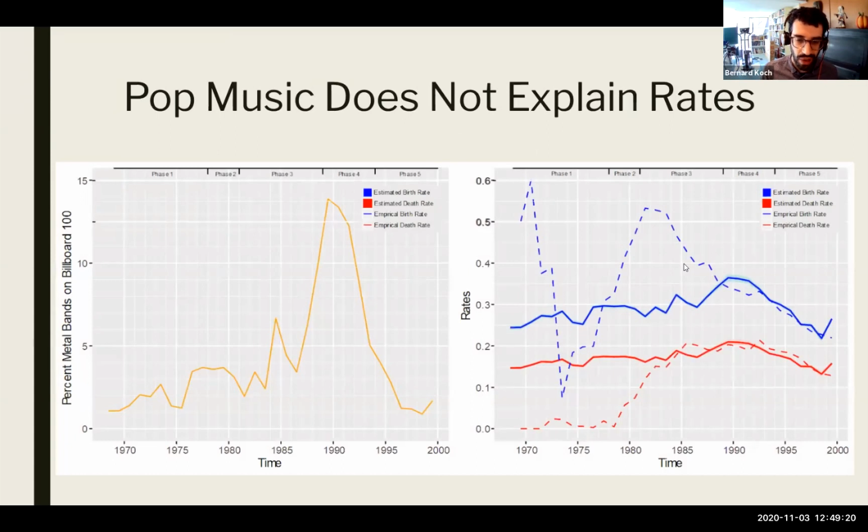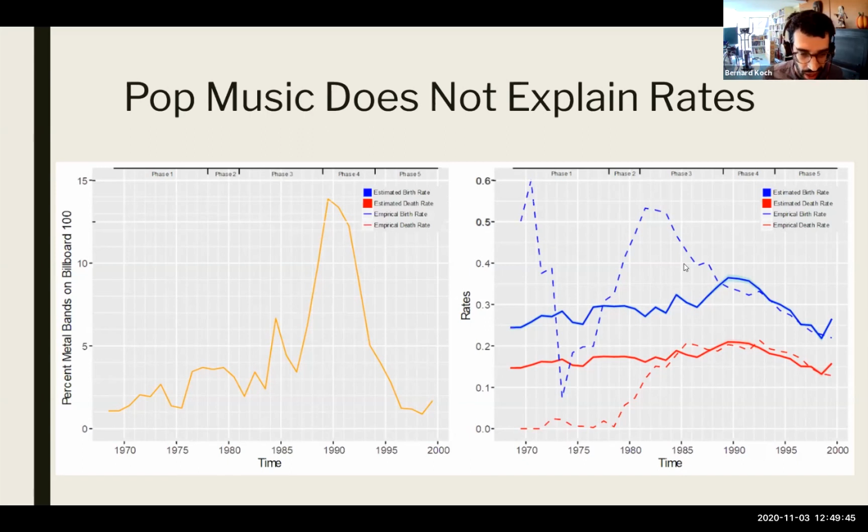Yeah, and so the last model that you can try in analysis 5, which is also in the GitHub, is an exogenous trend. Here the exogenous trend is metal's popularity on the Billboard charts. From 1988 to 1993 you can see popularity spikes, consistent with metal's golden age, and then, with replacement by grunge music, it declines pretty precipitously in the 1990s.